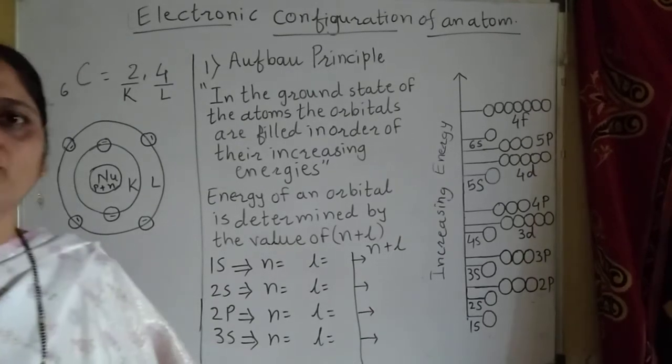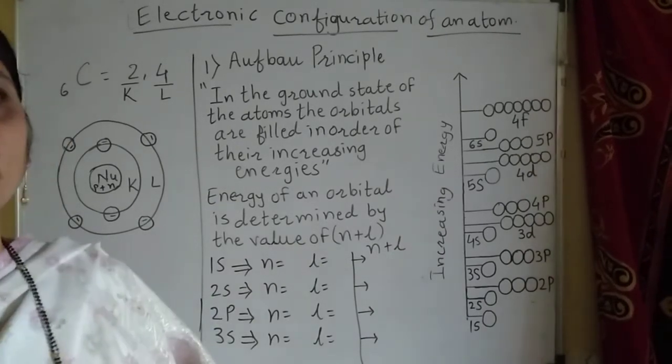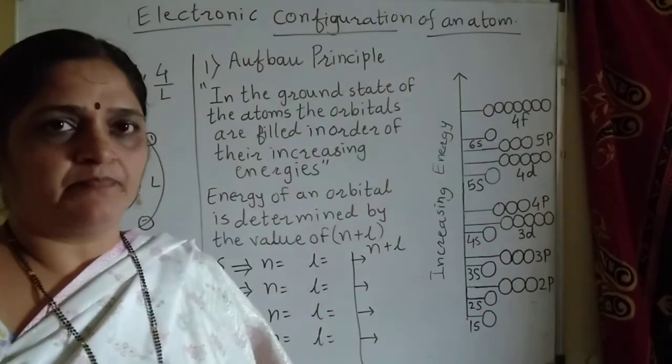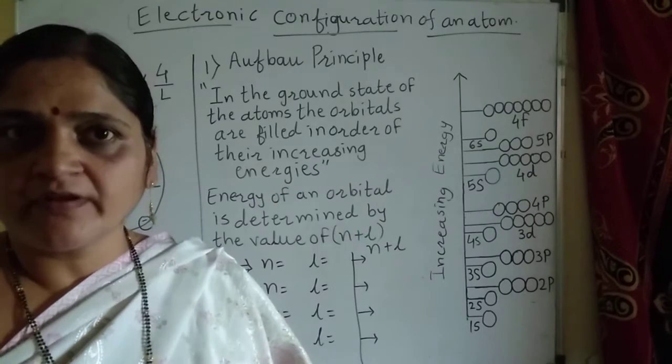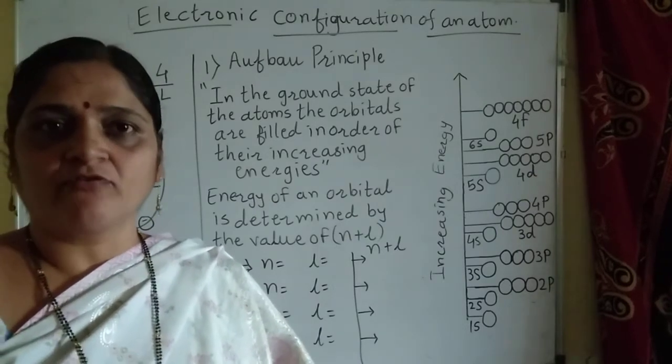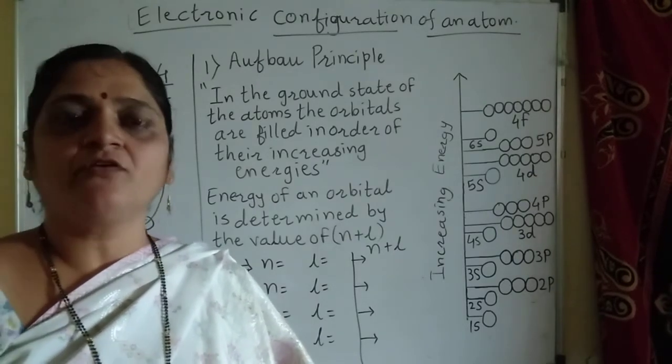Hello students, today we are going to discuss the electronic configuration of an atom. What is the meaning of electronic configuration? Electronic configuration means the arrangement of electrons in an atom in different orbitals.